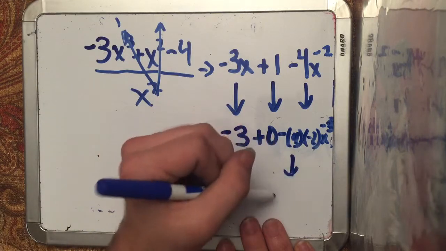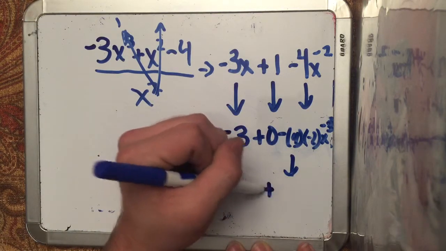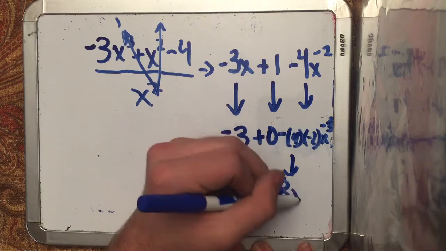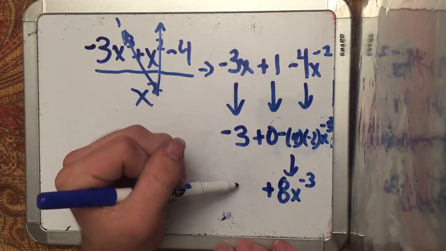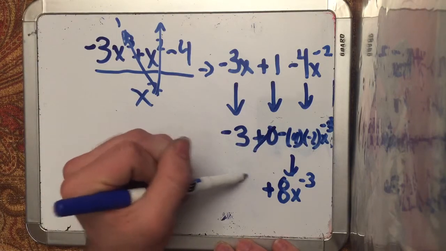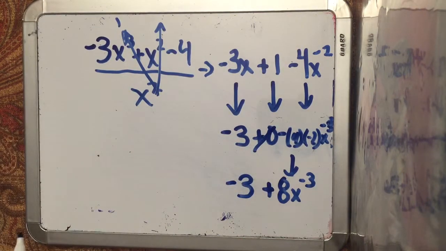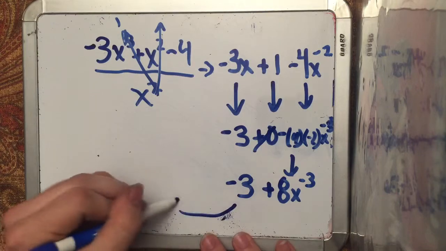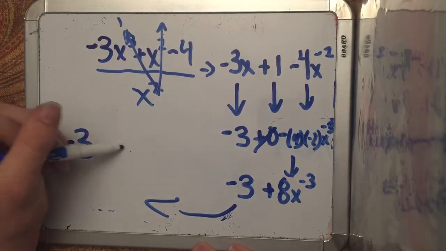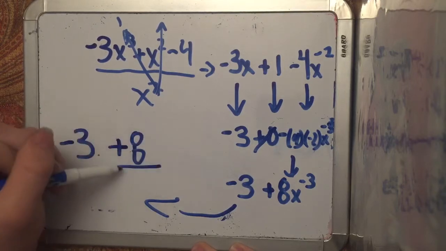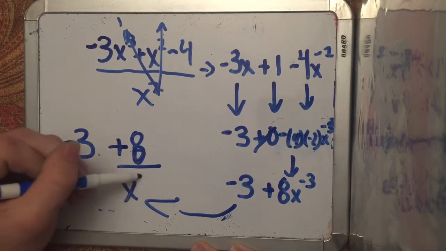So simplifying that, we get, this negative cancels out, we get positive 8x to the negative 3. And this doesn't exist anymore, so we get negative 3 plus 8x to the negative 3. And you can simplify that further as negative 3 plus 8 over x cubed.